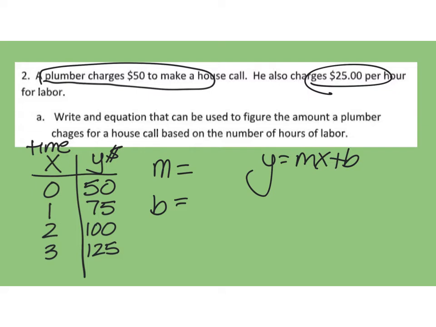We know the M is 25 because that is the unit rate. That word per gives it away. And the B is that initial fee, that starting amount. So no matter what, you get charged $50.